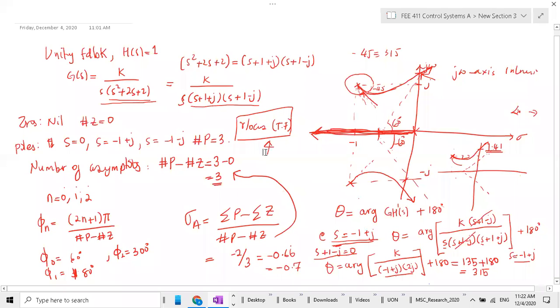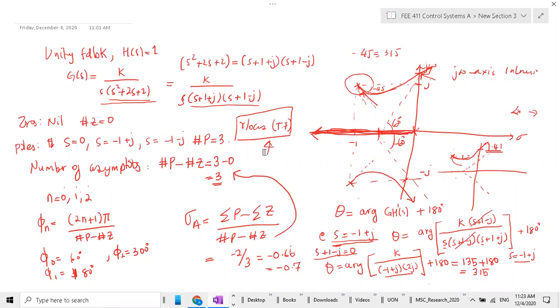Any other question? Just a quick question. I'm trying to understand what the angle of departure and arrival really mean physically, hypothetically speaking. What do they represent?